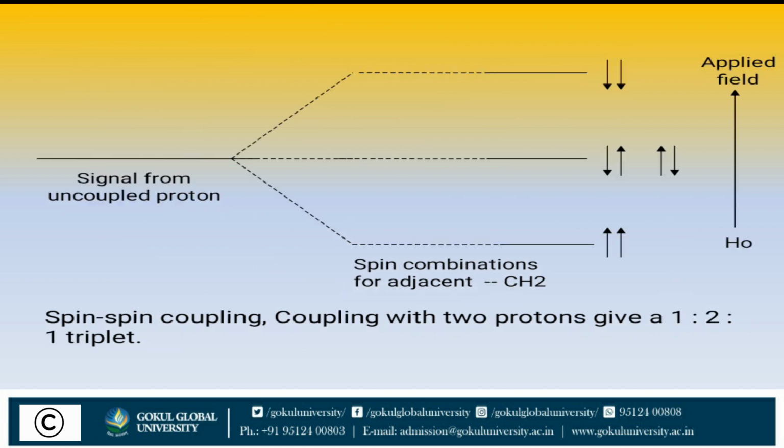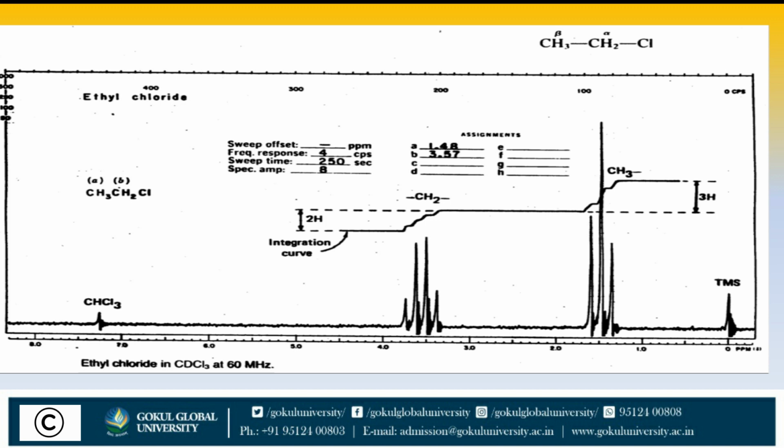So in the given example, the signal from the uncoupled proton, the spin combinations for the adjacent CH2 group have electrons to the applied field. Spin coupling with the 2 protons gives a 1:2:1 triplet. These are the signals of protons. So we discuss this signal on the example.